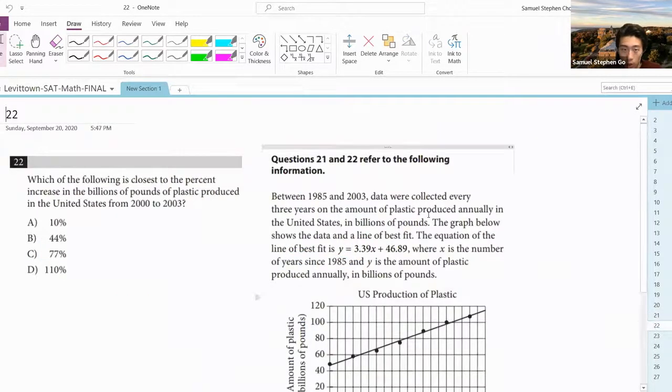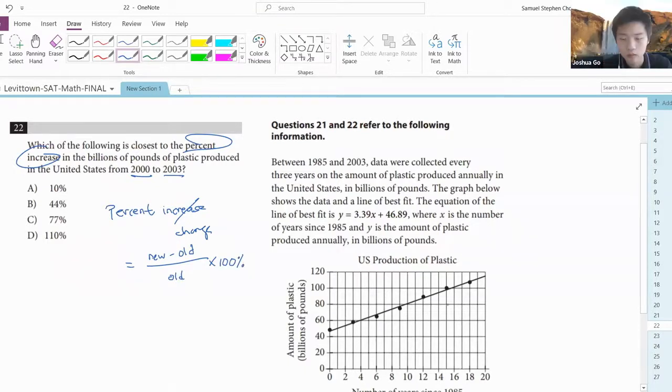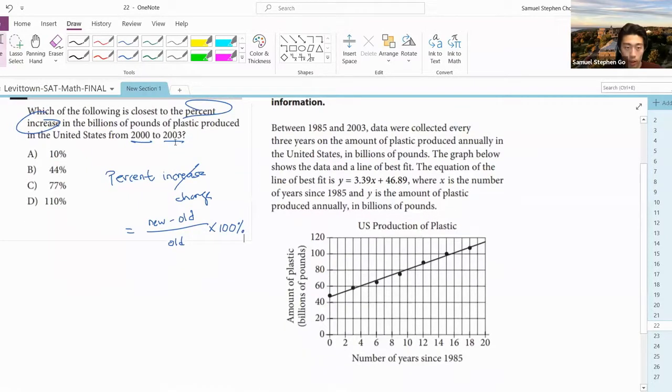Let's go to 22, referring to the same graph here. Which of the following is the closest to the percent increase in the billions of pounds produced from 2000 to 2003? Let's do a quick recap here. Percent increase, or percent change really, I should really call it percent change, is equal to the new value minus the old value divided by the old value. And then you would just make that a percent times 100%. So one thing to look out for here is you will not find 2000 or 2003 in the x-axis because it's number of years since 1985.